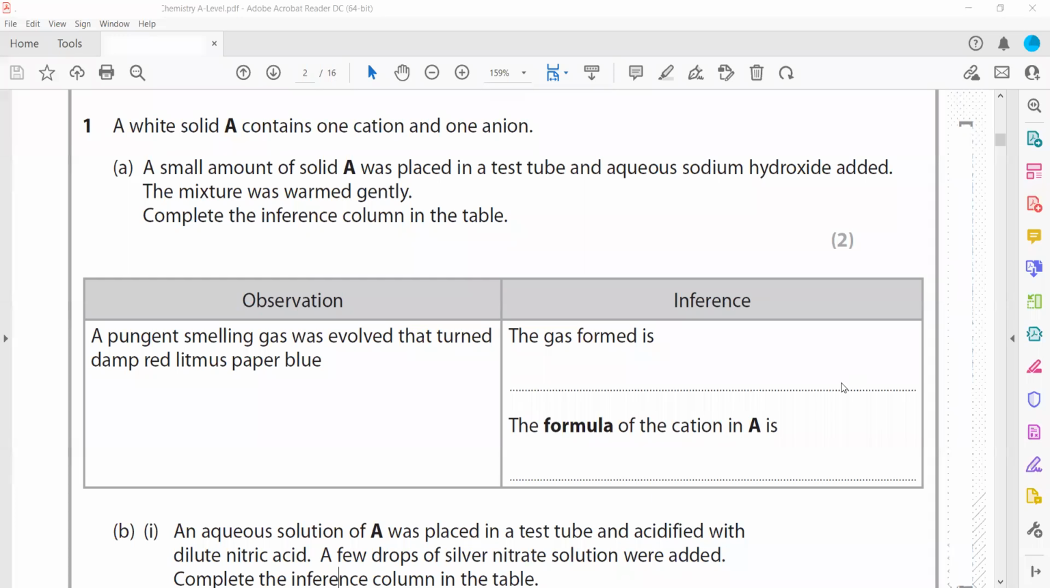So in this question, a white solid A contains one cation and one anion. A small amount of solid A was placed in a test tube and aqueous sodium hydroxide is added. The mixture was warmed gently.